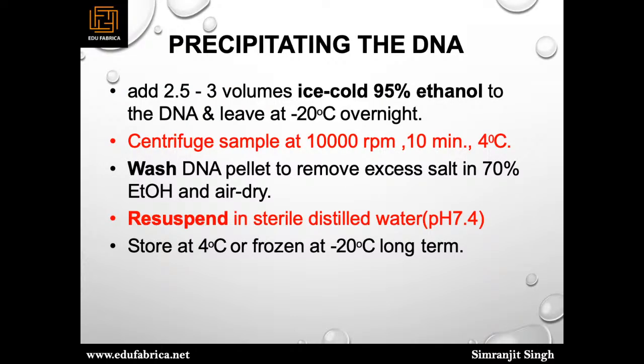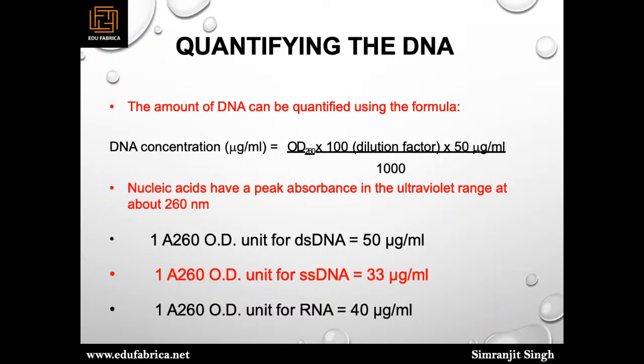Then you precipitate the DNA by adding 2.5 to 3 volumes of ice cold 95% ethanol, and leave at minus 20 degrees Celsius overnight. Then you centrifuge at 10,000 rpm for 10 minutes at 4 degrees Celsius. Then you wash this DNA pellet with 70% ethanol to remove the excess salts, and air dry, and then resuspend in sterile distilled water, pH 7.4, and store at 4 degrees Celsius, or at minus 20 degrees Celsius long term. Then quantify the DNA.